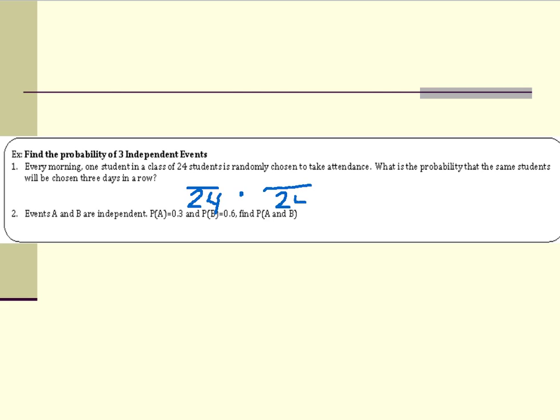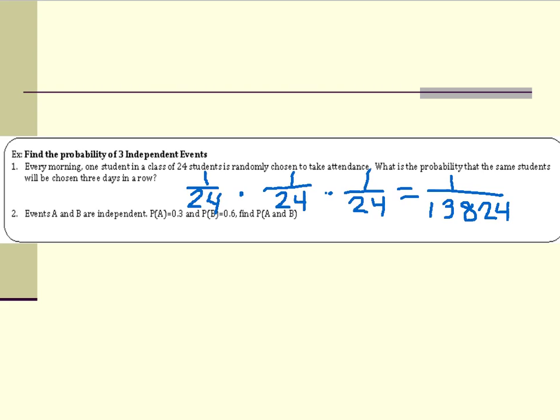So I have 3 different things happening, so I'm going to multiply all 3 of these. There's 24 total for each one, and we want the same student to be chosen every time. So we've got 1 every time, 1 specific one that we want chosen. And if you multiply that together, you get 1 out of 13,824.